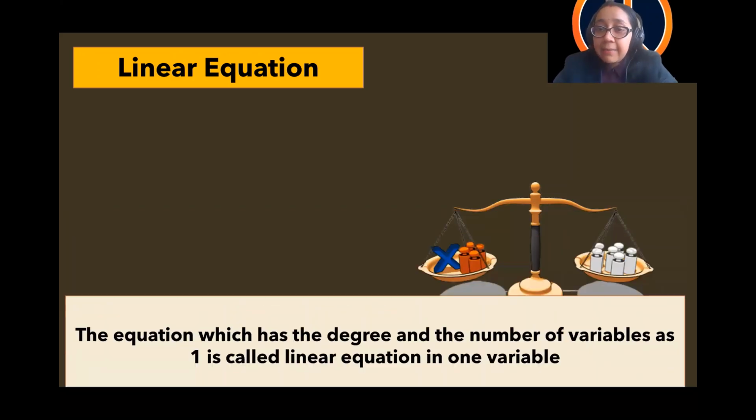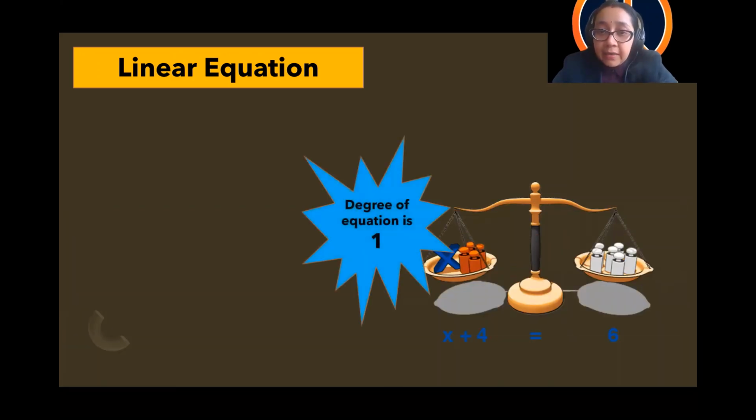So let's see with an example. Here we can see this equation, x plus 4 equal to 6. So you can see here the degree of x is 1, correct? And hence this is a linear equation.